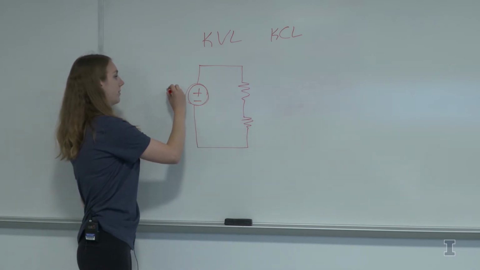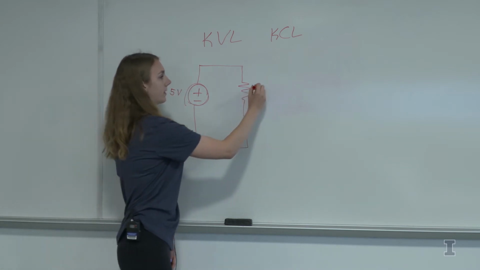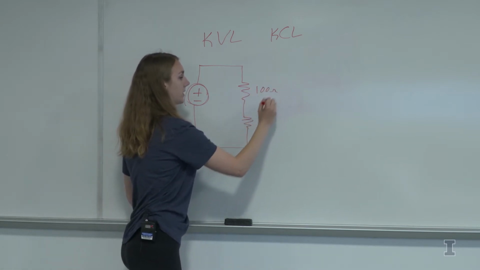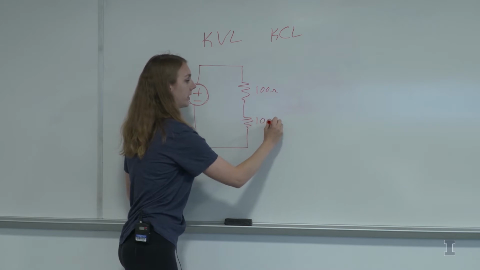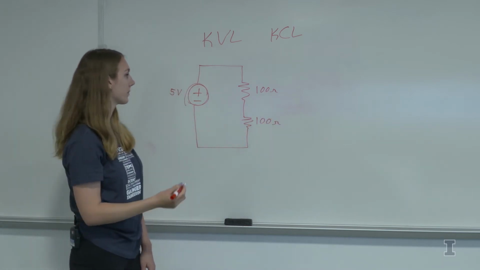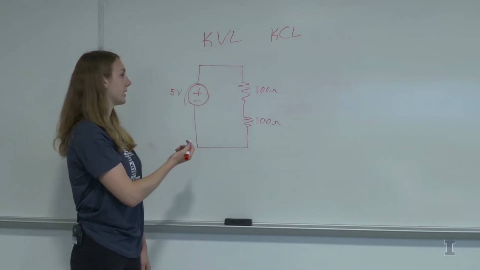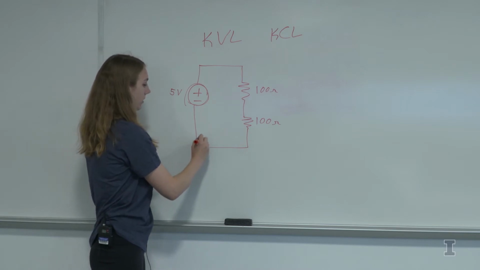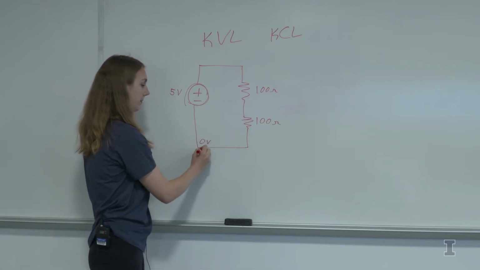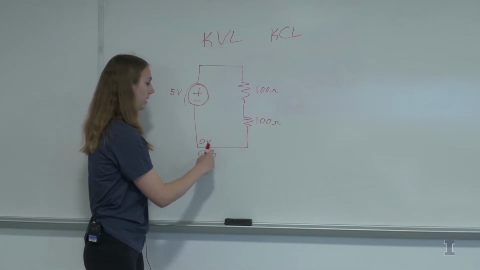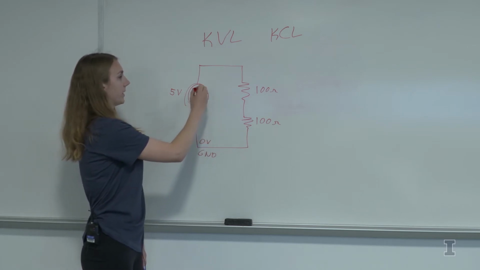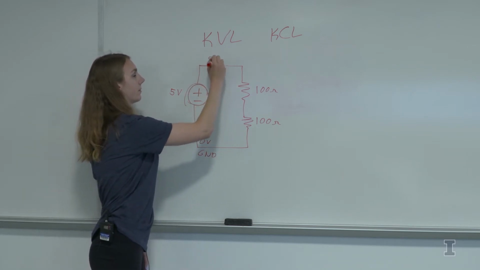So let's say you have 5 volts here. Let's say you have a 100 ohm resistor here and an equally 100 ohm resistor down here. So what Kirchhoff's voltage law says is that you'll start at 0 volts, or your ground. As you go through the battery, you'll gain 5 volts.